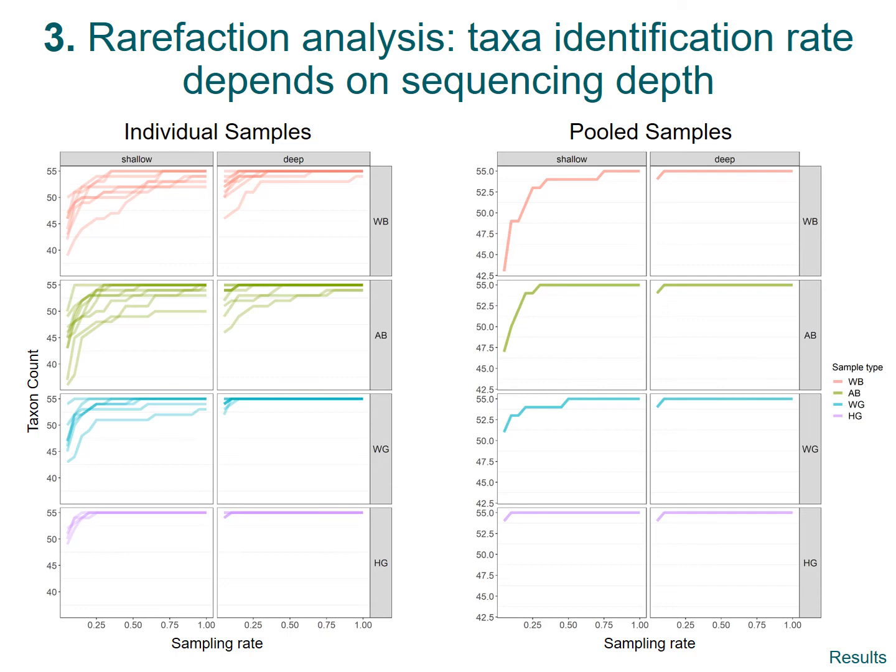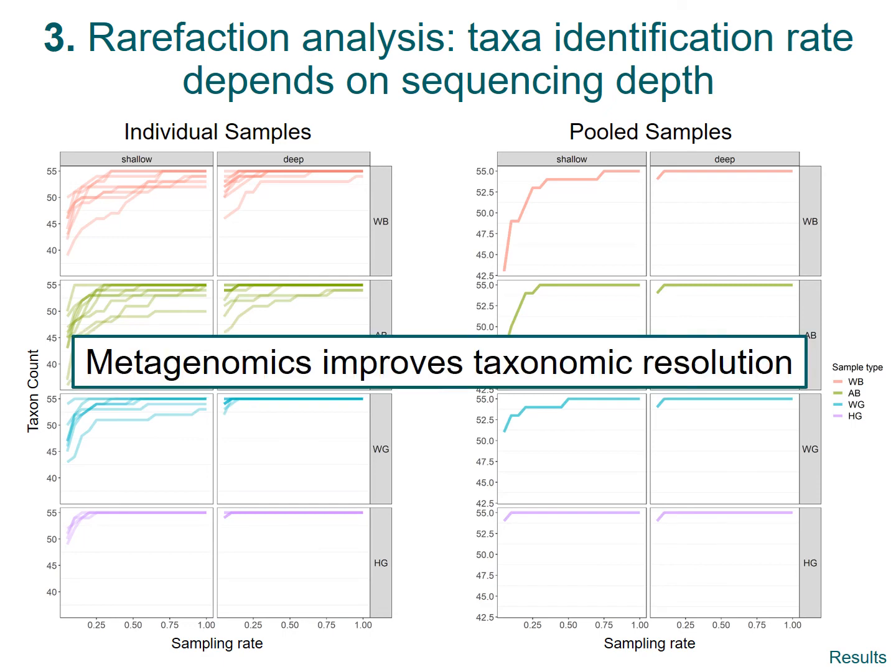Rarefaction analysis was run on our classification results to visualize species discovery rates for each sample type. On the left is the analysis for the individual samples. When shallow, seen on the left facet, and deep, on the right facet, sequencing are compared for the different sample types, as shown on the far right. Taxa are discovered more quickly with deep sequencing than when compared to shallow sequencing. This is seen for both the individual and the pooled samples. Therefore, metagenomic sequencing improves taxonomic resolution.